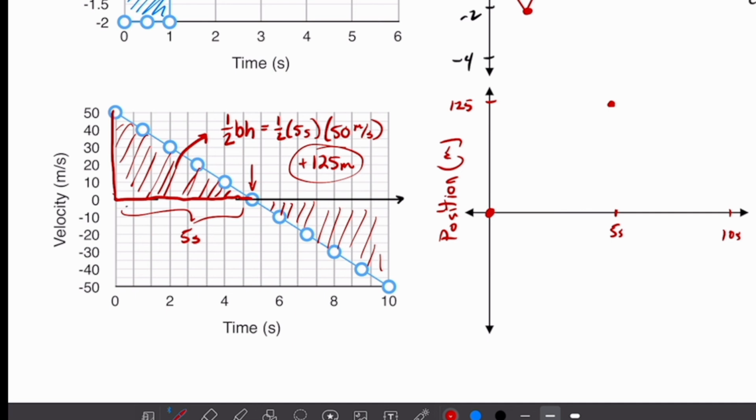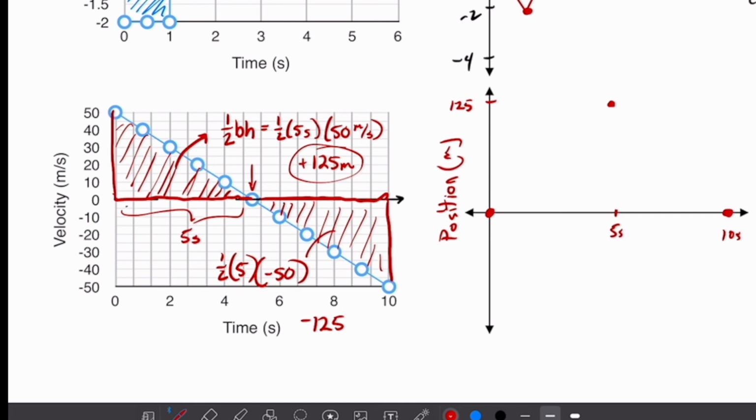And the area is from the curve to the horizontal axis. So this is going to be 1/2. The base is 5 seconds. And the height is negative 50. Negative 125. So the object comes back to us.